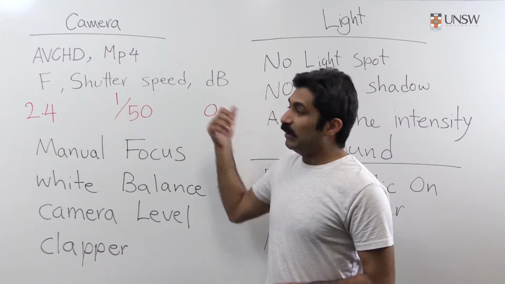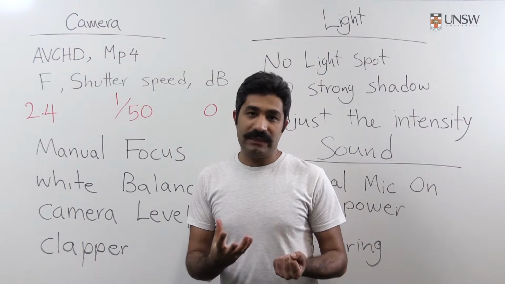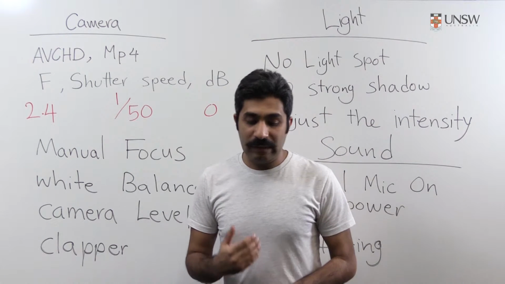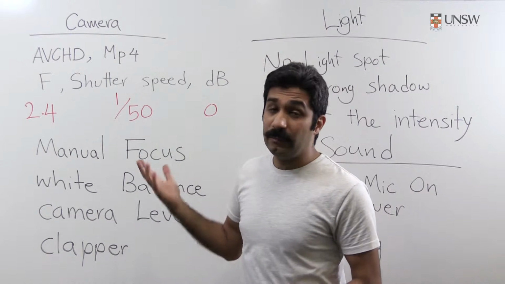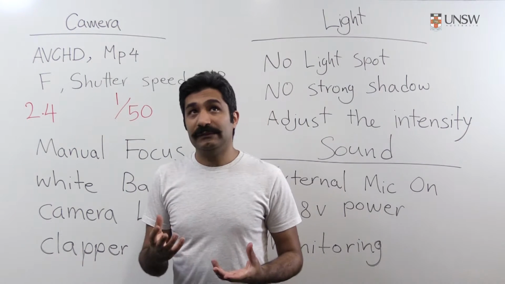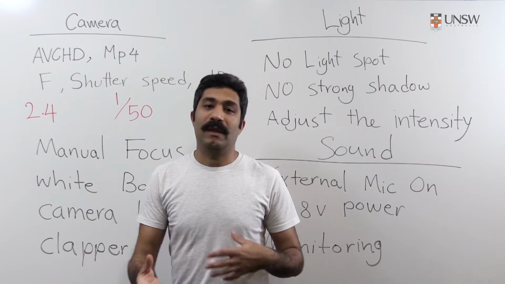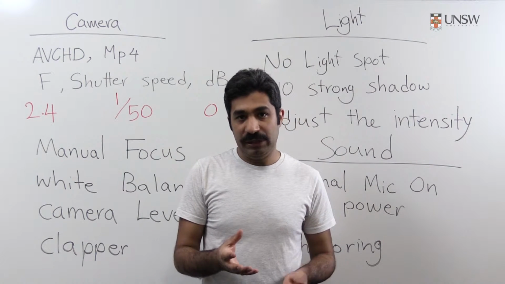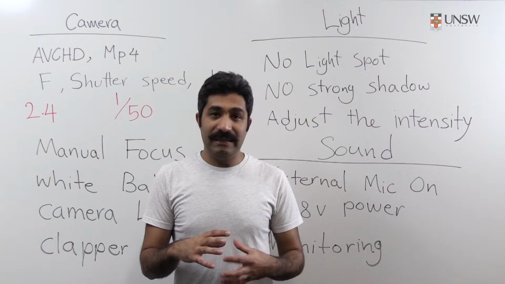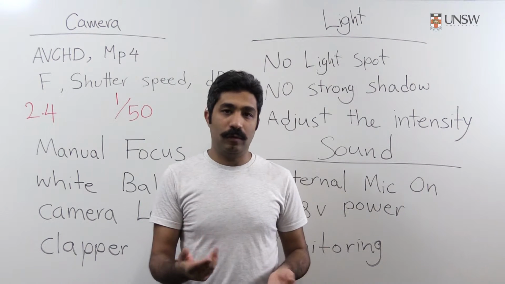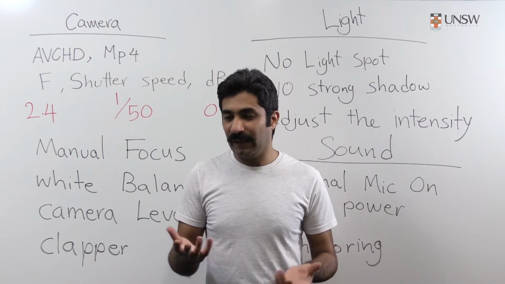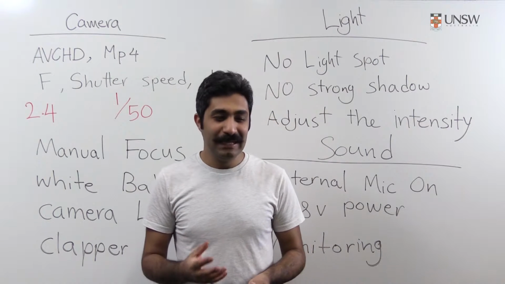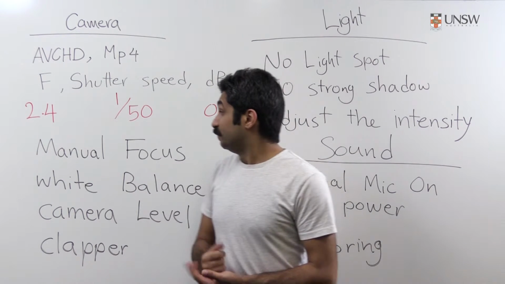And then you get the dB. dB is the sensitivity of the camera to light. If you have a high dB, then you can record in darker places, but you don't get a good quality image. If you have a lower dB, it's like the ISO for film cameras, if any of you remember those times.